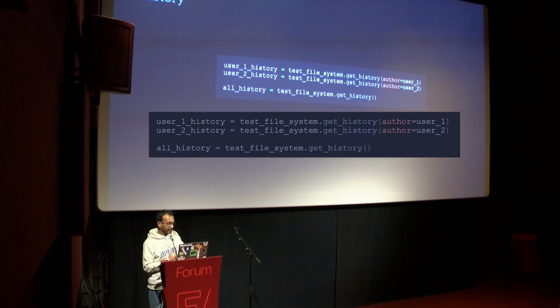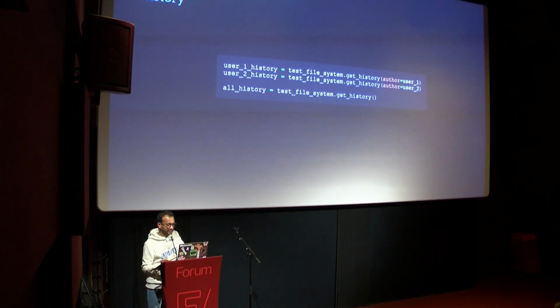Next up, on any entity, a file, directory, or a file system, you can call this get history function, optionally giving some filters like the author, start and end date, and some pagination information, and get a list of history entries for that specific entity.